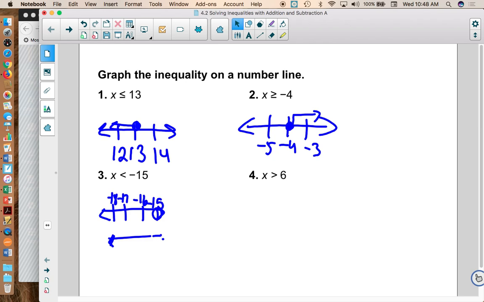X is less than negative 15. Okay, take a look. Somebody's saying, watch your arrow. Is that an arrow right there? Is that an arrow there? Huh? Everything's really messed up. Okay. Well, what if I do this for you? Because I know what you're doing.